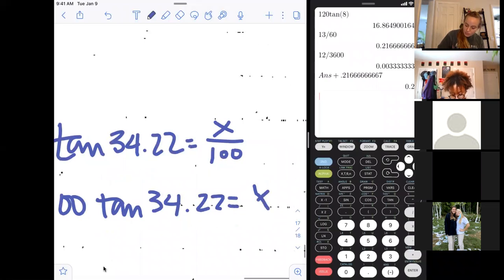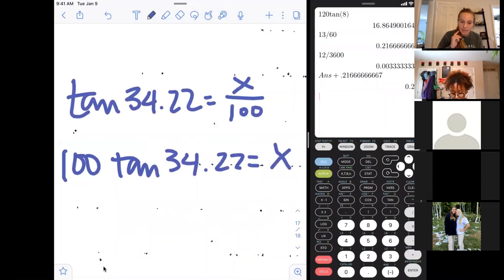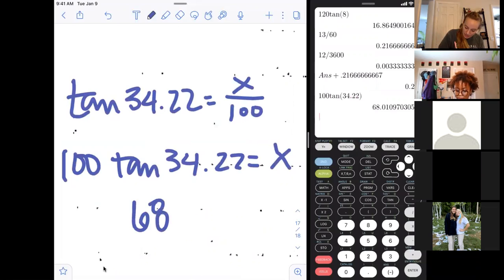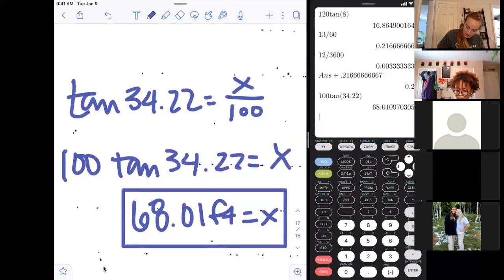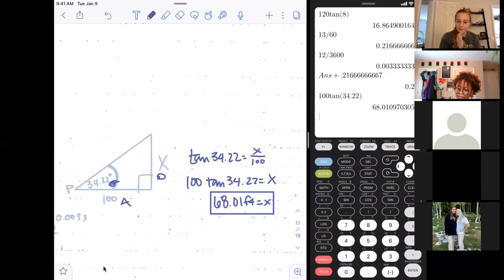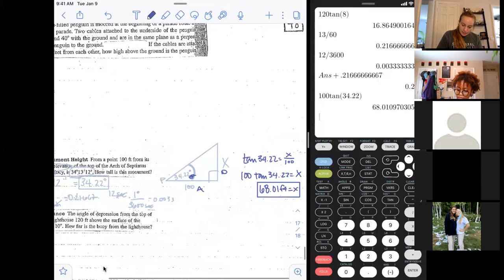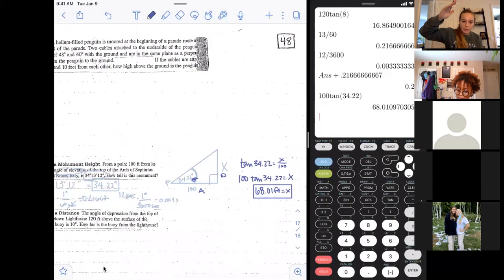The hardest part about this was making sure that we could go from degrees, minutes, seconds into decimals. So I'm just typing in my calculator now, 100 tangent of 34.22, enter. 68.01. Oop, put feet. That's how tall my monument is. Again, the only rung up the ladder we went up was that we had to do a little bit of work before we could draw our picture. Any questions so far?